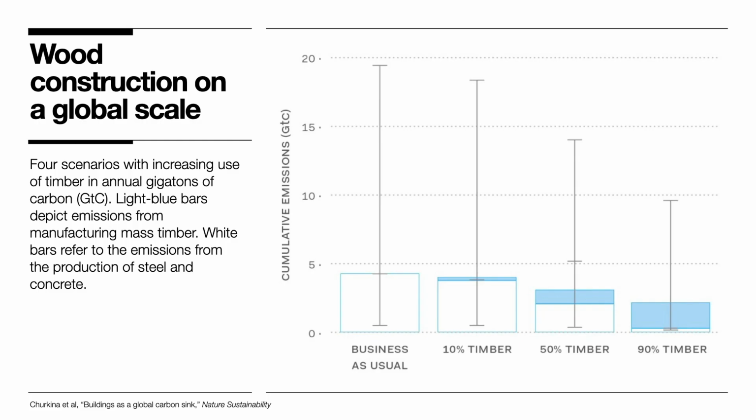Here is a chart that looks at 4 different scenarios, from business as usual, what we do today, to using increasing amounts of timber in place of concrete and steel in all new building construction. This is a fascinating study because it looks at the whole world as a carbon bank through the medium of buildings and cities built with timber. Now, there are some significant implications here.